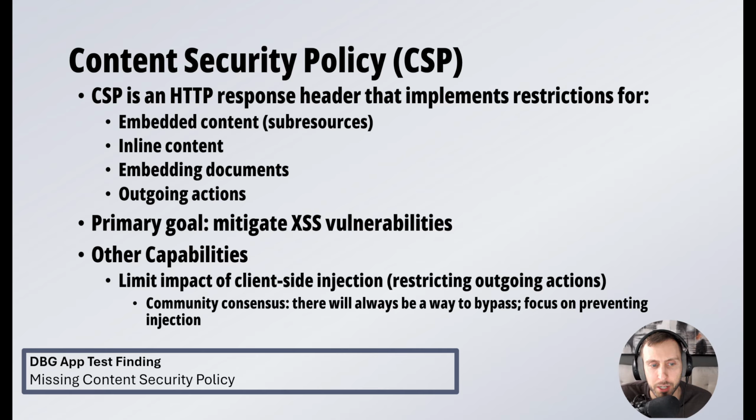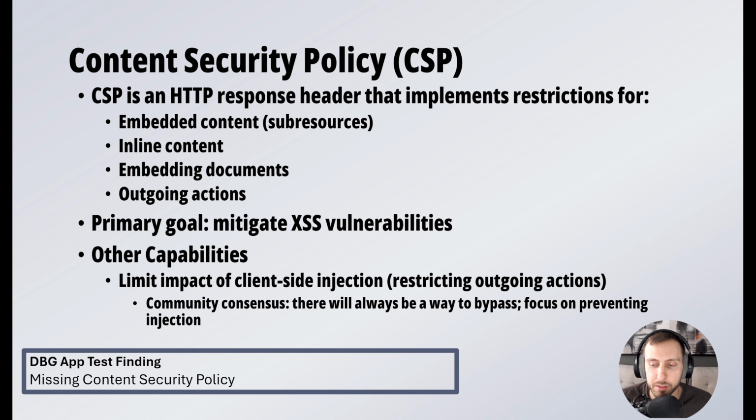The primary goal of content security policy is ultimately to mitigate cross-site scripting vulnerabilities by restricting the valid sources of script content that can ultimately execute. But it has other goals and uses as well. So one I mentioned is around outgoing actions. CSP originally, and it still does, has mechanisms for limiting the impact of client-side injection, so restricting outgoing actions like the origins that you can target with HTML forms.